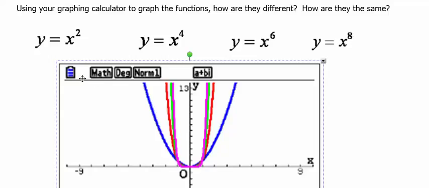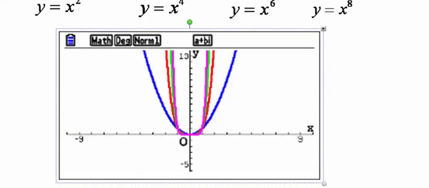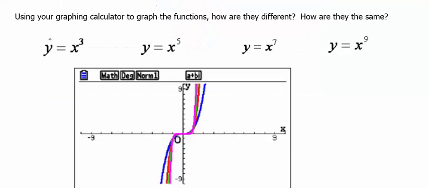Now what I'd like you to do is explore y equals x squared, y equals x to the 4th, y equals x to the 6th, y equals x to the 8th. See if you can notice the similarities and differences that we can talk about as a class. And the same thing with y equals x cubed, y equals x to the 5th, y equals x to the 7th, y equals x to the 9th. Take a look at those in your graphing calculator and see if you can come up with some similarities and differences of the functions.